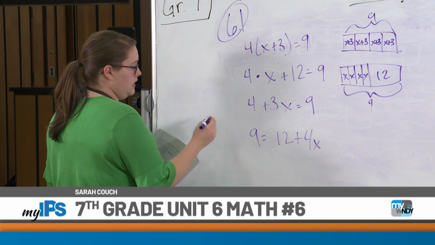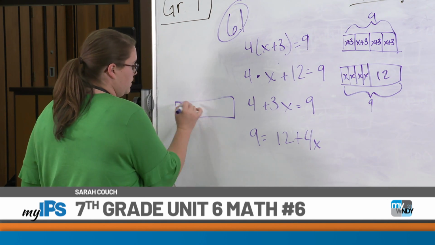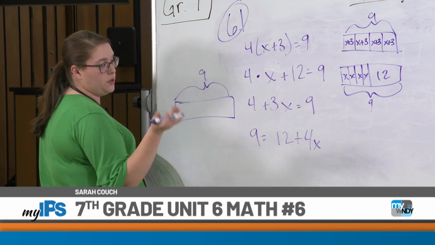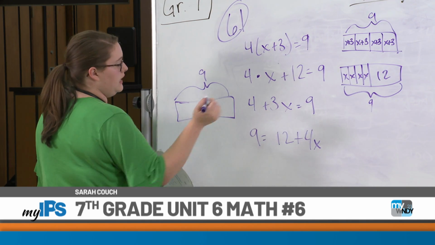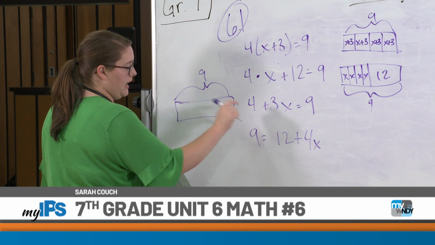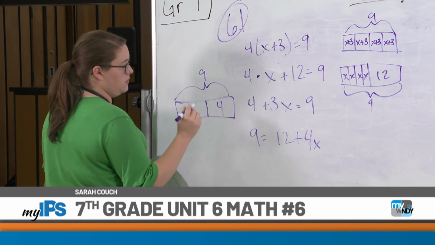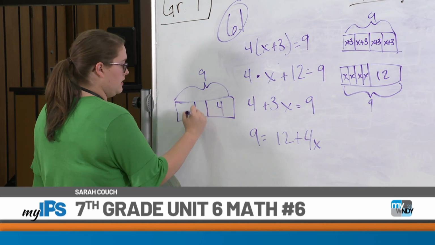So let's look at this next one. I'm going to draw it over here for some extra space. We have our 9 as our total still, so far we're pretty similar. We have 3 x's this time, and then we're going to be adding a 4. So 4 is a little less than halfway, so I'm going to be adding that, and then 3 X's.